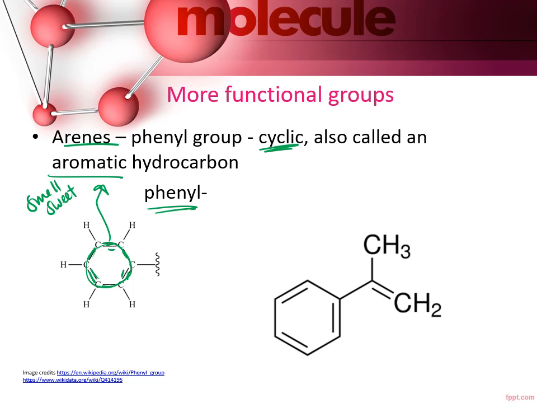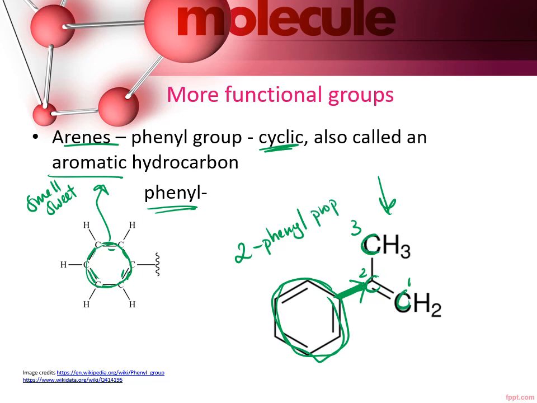Let's figure this out. So this example right here, I have 1, 2, 3 carbons. And on carbon number 2, I have this phenyl group. So I'm going to call this guy 2-phenyl because the phenyl group is on carbon number 2. I have 1, 2, 3 carbons. That's prop. Meth, eth, prop is 3. I have a double bond, so it's going to end in ene, not ane. 2-phenylpropene. Good? Good.